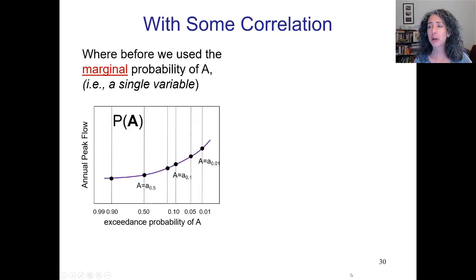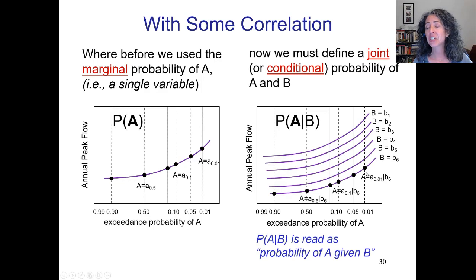Right? So if we have some correlation, where before we were able to use a marginal distribution for probability A, meaning just a frequency curve for only variable A, the tributary flow, we would instead need, in this case, some joint distribution of A and B. If they're correlated, we need to define a joint distribution. Or from a joint distribution, we can also define a conditional distribution, right? So the way I'm going to show it is as a family of conditional probability curves for A, right? Each conditioned on some value of B.